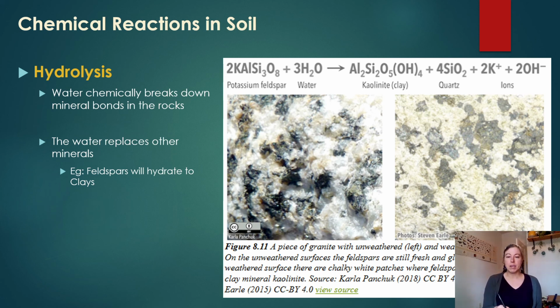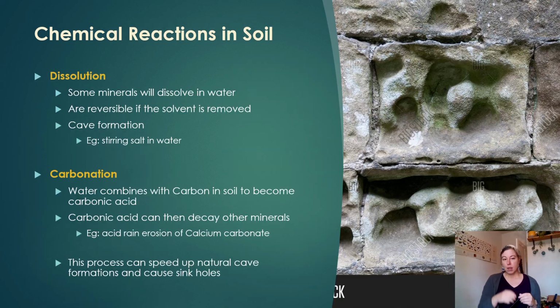So it chemically changes that feldspar into kaolinite, and then the kaolinite easily gets washed away physically or rubbed away physically. So chemically changing the structure then allows it to be physically weathered a lot simpler.